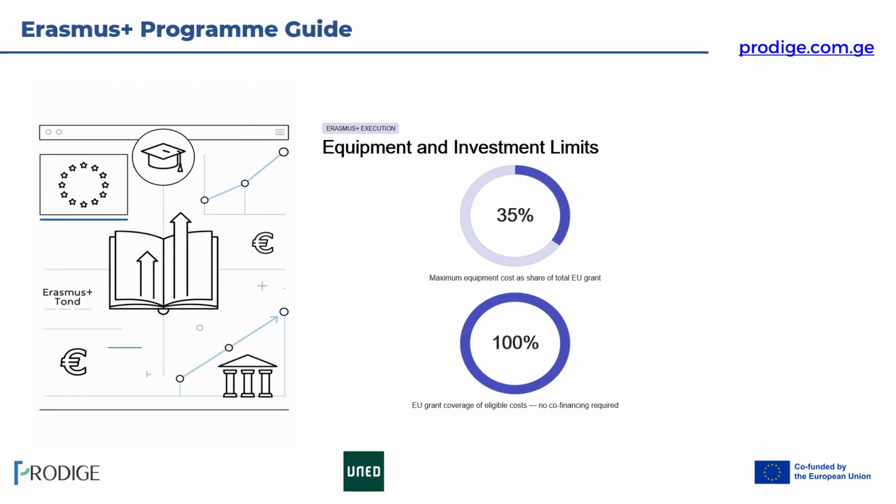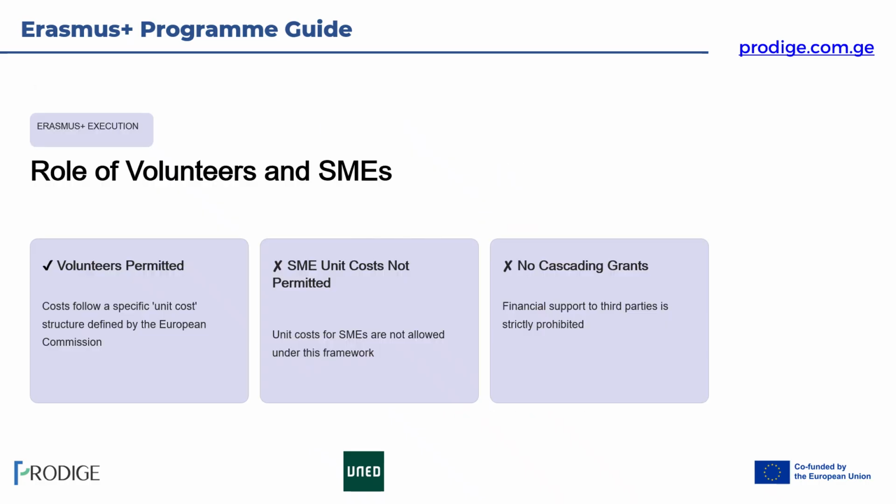specific budget lines. Erasmus Plus highly values social contribution. Therefore, costs for volunteers are permitted and follow a specific unit cost structure defined by the European Commission. However, it is important to clarify that unit costs for SMEs, small and medium enterprises, are not permitted under this specific framework. Also, please remember that providing financial support to third parties, often called cascading grants, is strictly prohibited.